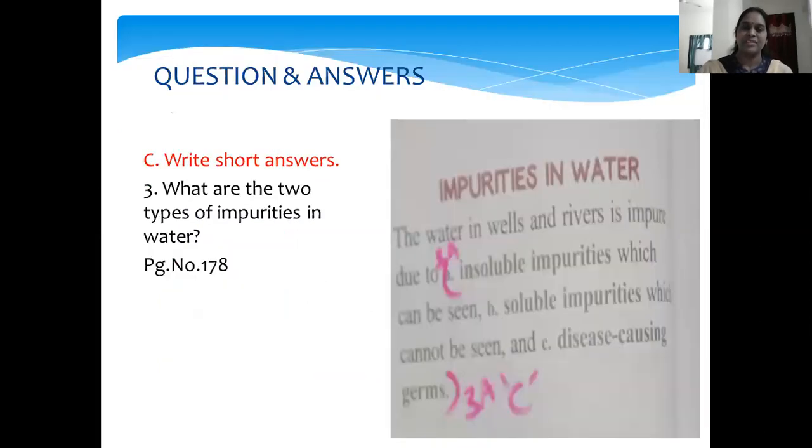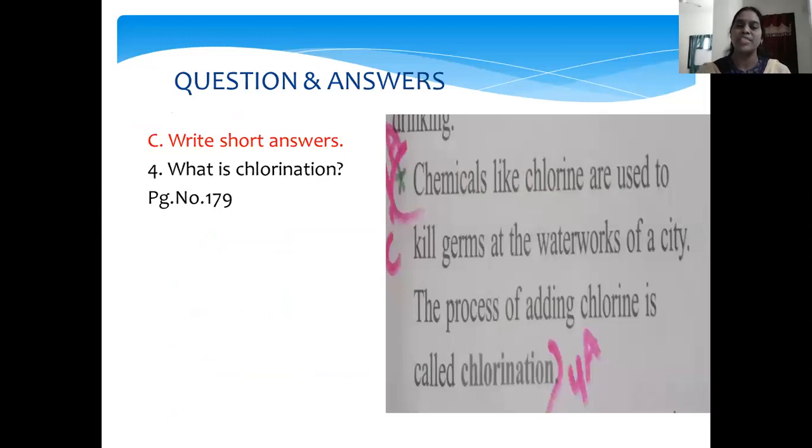So what are the related questions and answers? What are the two types of impurities in water? You can write: the two types of impurities in water are insoluble impurities and soluble impurities. These two you can write, and you can write disease-causing germs also, no problem. Coming to the next one, what is chlorination? Chemicals like chlorine are used to kill germs at the waterworks of a city. The process of adding chlorine is called chlorination.